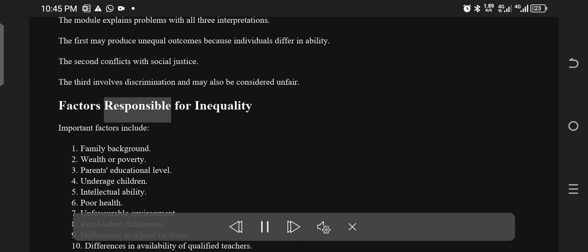Factors responsible for inequality. Important factors include family background, wealth or poverty, parents' educational level, underage children, intellectual ability, poor health, unfavorable environment, rural-urban differences, differences in school facilities, differences in availability of qualified teachers.